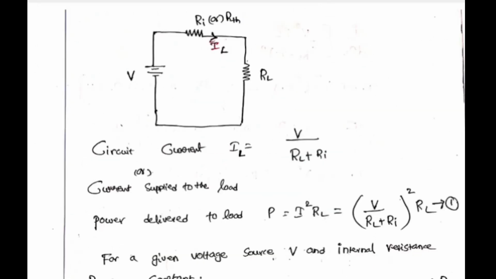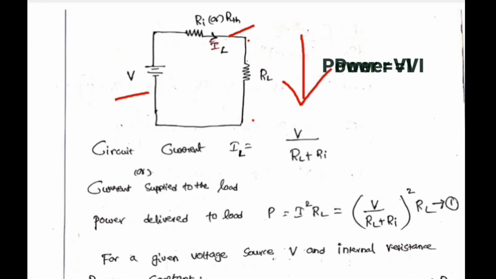Now the entire circuit we converted into one Thevenin's voltage and R Thevenin, and RL is connected. What is the current through RL? Why are we calculating it? Because power equals VI. Power equals VI in DC circuits.